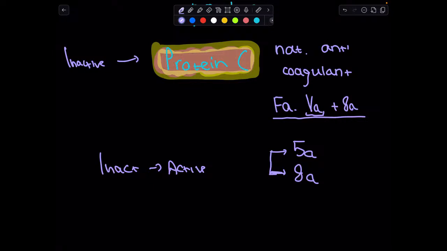All right, let's dig into it. Factors VA and 8A are critical because they form complexes that significantly accelerate the clotting process. Factor VA combines with factor 10A to form prothrombinase, while factor 8A pairs with factor 9A to form 10ase. APC inactivates them, slowing down these reactions, which is crucial for controlling clot formation. Wait, 5A combines with 10A and 8A with 9A?